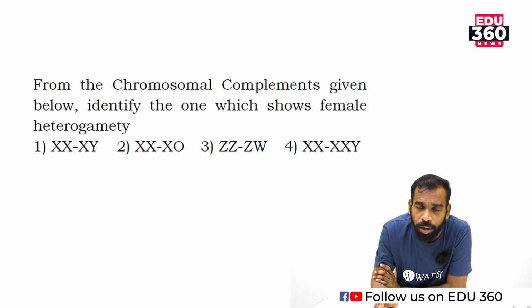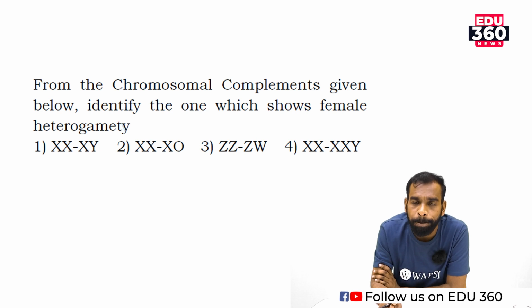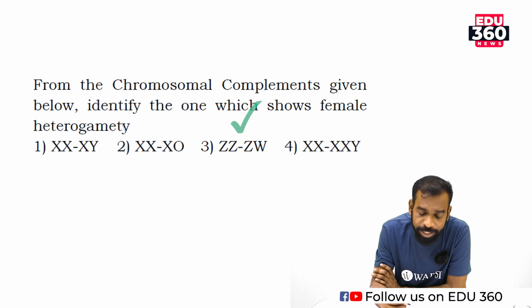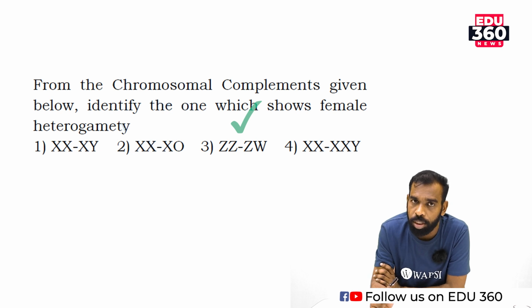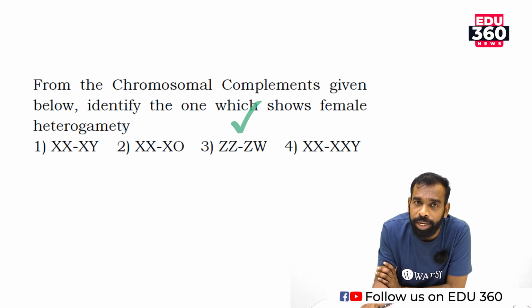Next question. From the chromosomal complements given below, identify the one which shows female heterogamety. In the case of humans, male heterogamety. In the case of chick, female heterogamety: ZZ and ZW. Here ZZ is male and ZW is female. Female heterogamety is present in chick. What about human beings? XX is female and XY is male. Male heterogamety. Here female heterogamety. I think it's clear to you.